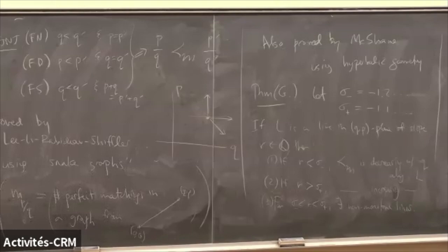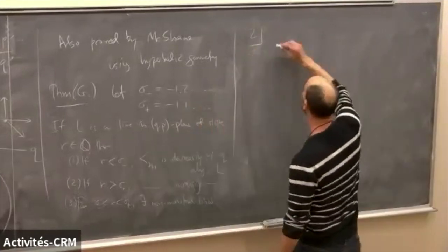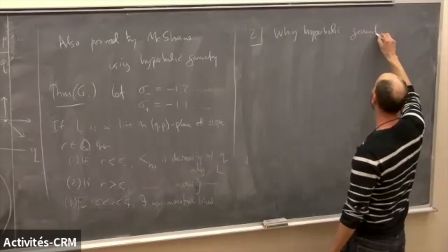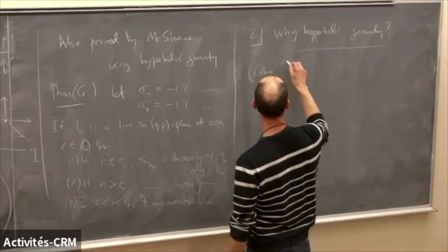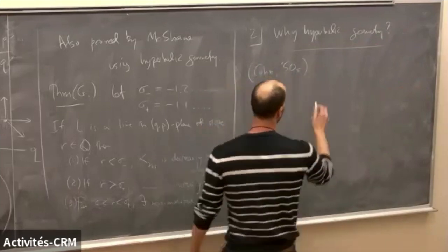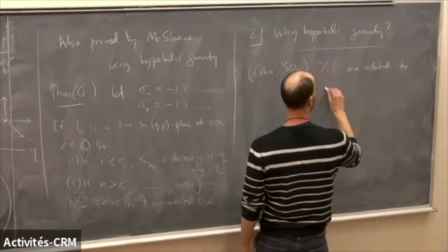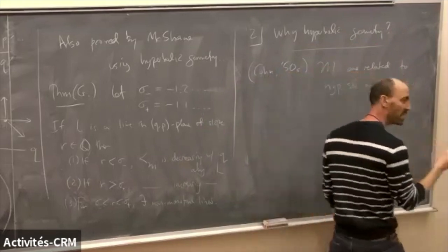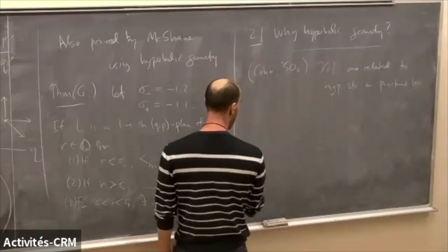Okay, so of course I have to say where hyperbolic geometry comes from. So far, it doesn't sound like hyperbolic geometry at all. So part 2 is why hyperbolic geometry? This part has been known for a long time. It was discovered by Cohn in the 50s that the Markov numbers are related to hyperbolic structures on punctured tori. And so I mean complete finite volume hyperbolic structures on punctured tori. And here's one way of getting at that relationship.